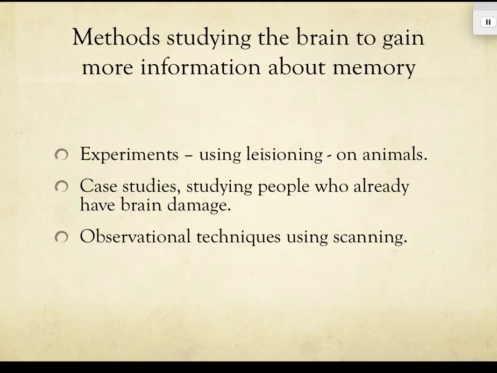Now, we could use experiments using lesion studies on animals, for instance. We could also do case studies, which we'll talk about a couple of here, where we have very specific cases of individuals who have already suffered brain damage, and we use them as standards for what we would expect to happen to individuals if they suffered something very similar, or if they had damage from birth related to those specific brain areas. And also we can use other types of observational techniques and scanning methods such as MRIs, fMRIs, PET scans, and also CAT scans in certain instances.